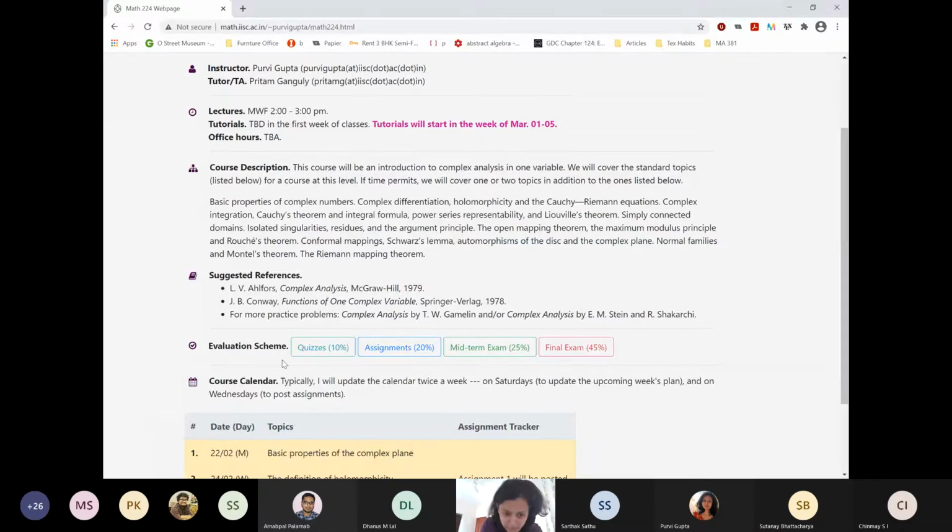Now let's talk a little bit about quizzes. The point of these quizzes is they're going to be short, and the idea is that I need to make sure that you're keeping up with the material. The quizzes are not meant to prepare you for the exam. They're really to test whether you're following what's going on. These will be held in the tutorial, and I will leave it up to the TA. Your TA will be Preetham Ganguly. You'll meet him next week. So this whole tutorial business starts next week.